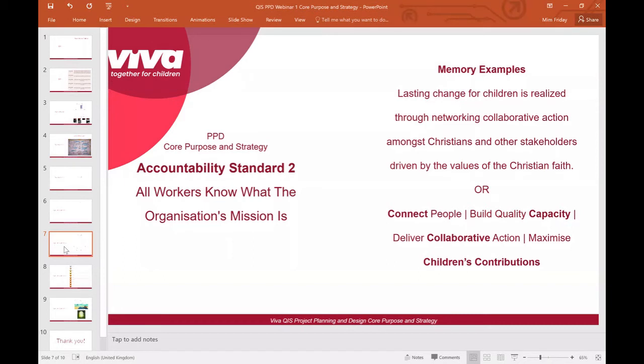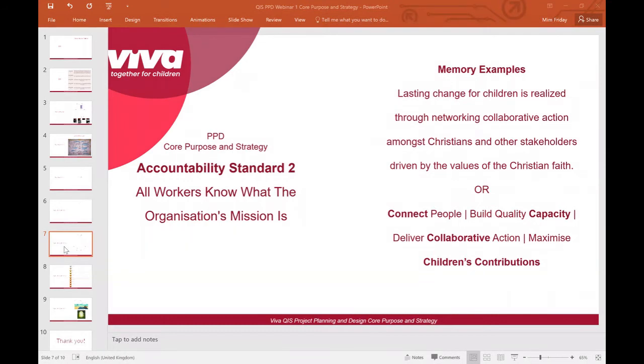It's Crane's mission statement, and I don't think any of us have been able to memorize it. Okay, so let's try the other one. Connect people, build quality capacity, deliver collaborative action, maximize children's contributions. How's that one? Much better. Very easy. Okay, what makes it easy or easier?